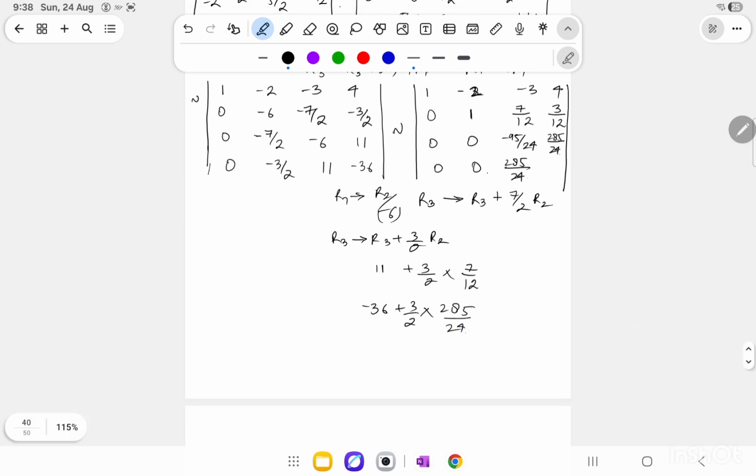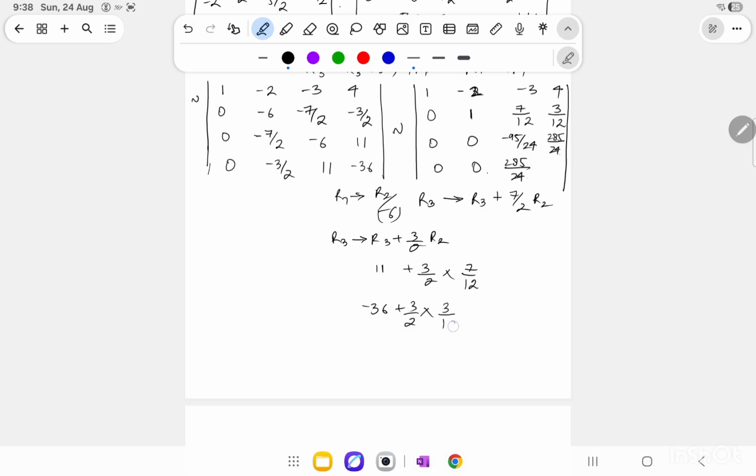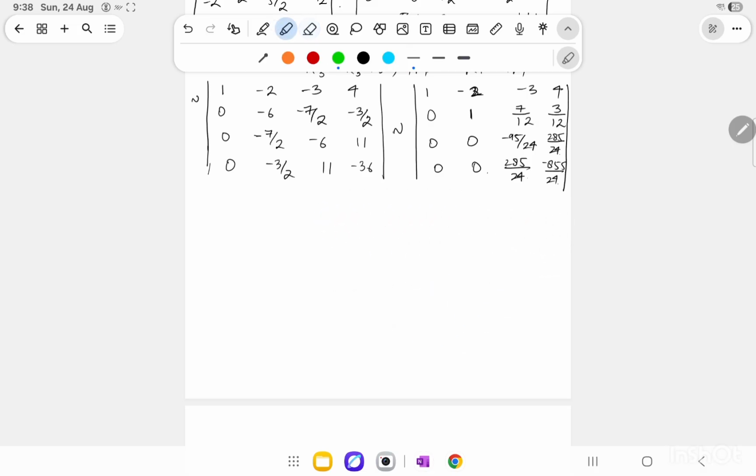No, sorry, it will be 285 into 3 by 12. So that will be basically 9 minus 36 into 24. That is minus 855 by 24. So if I simplify it further, I will get my system as minus 34017 by 12, 3 by 12, 0 0 1.